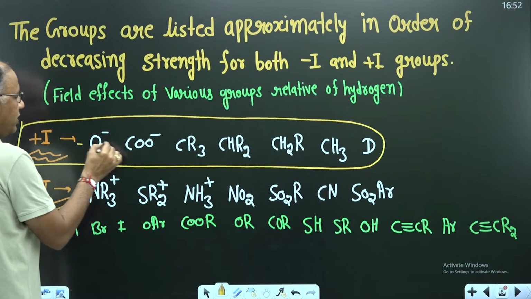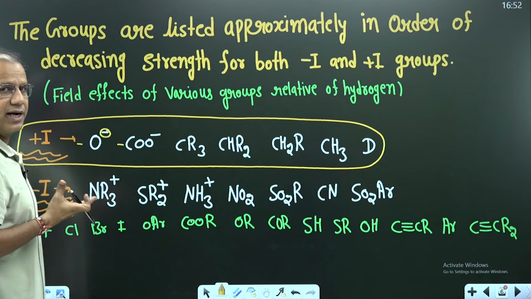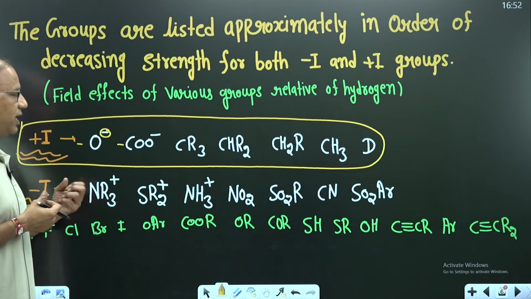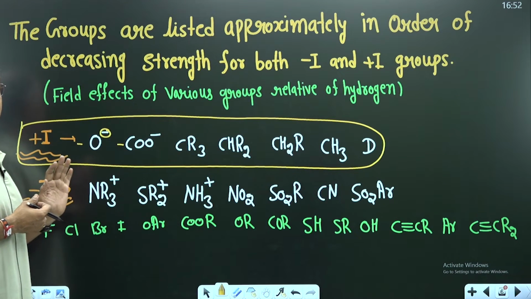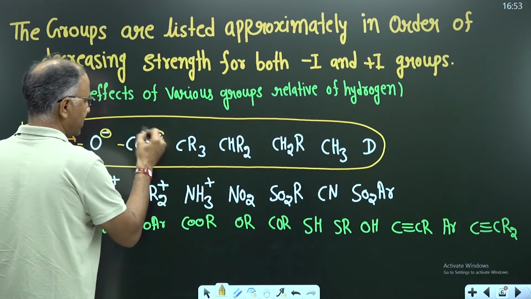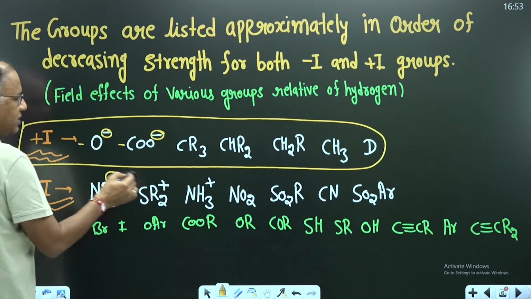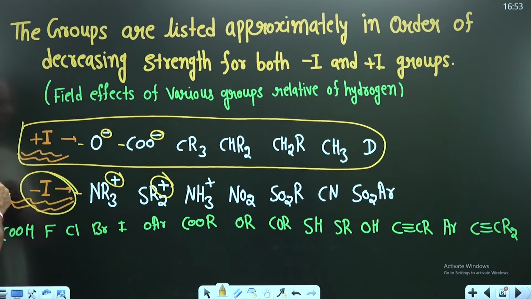Now we already know that negative charge is electron rich. If any atom carries a negative charge, it is electron rich and less electronegative. This means negative charge will show strong plus I effect. So you have to remember, negative charge will show strong plus I effect, and positive charge is more electronegative, meaning positive charge will show strong minus I effect.